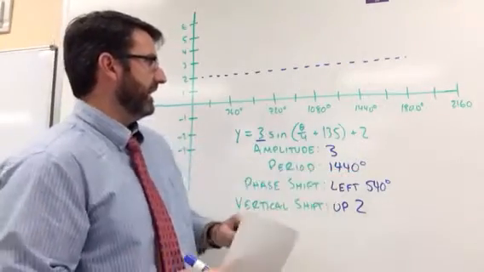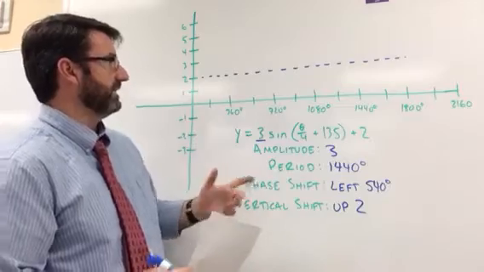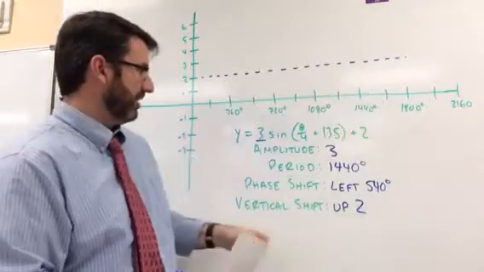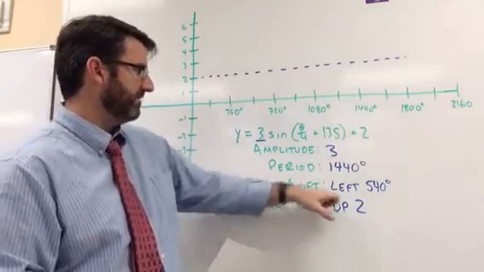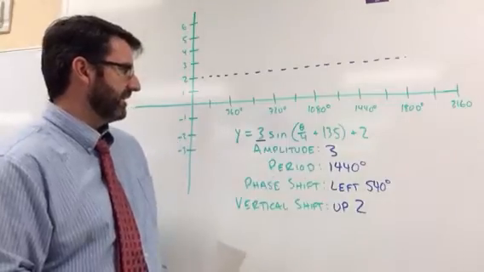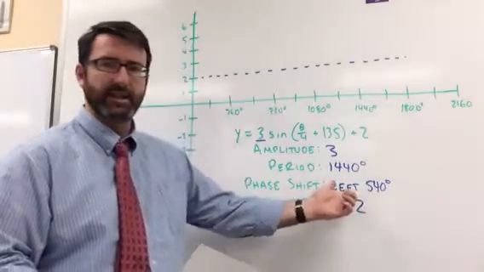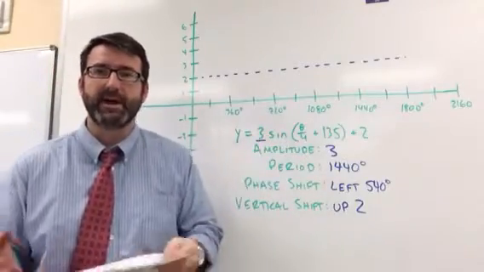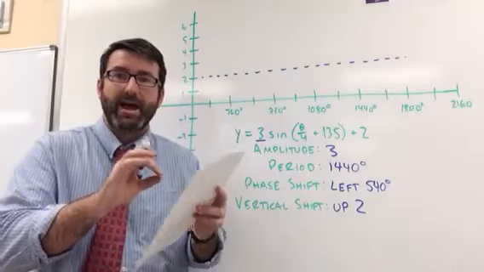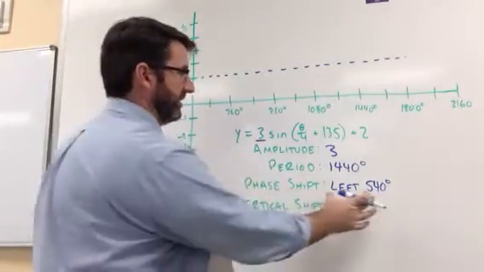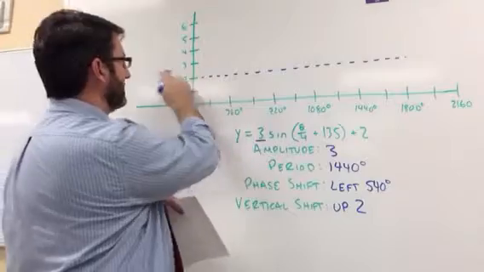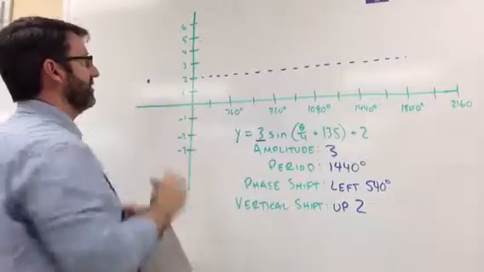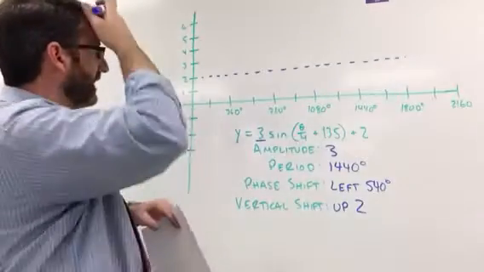The period is 1,440 degrees. So this is pretty stretched out. That's how long it's going to take to go through one full cycle. And the phase shift, that's where we need to start here. The phase shift, it's shifted to the left 540. This is a sine function, so remember the sine function starts at the midline. But since we've shifted it to the left 540, that's going to be back here somewhere at -540 on the midline is where this thing is going to start.